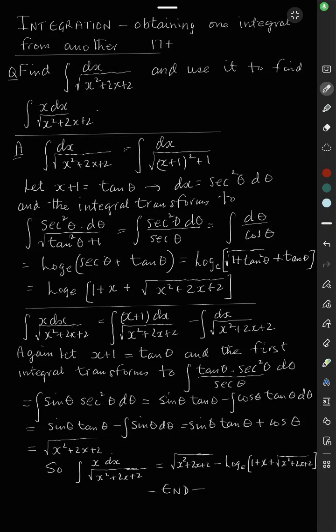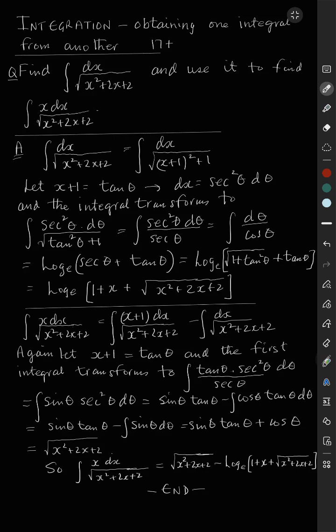Hello and good morning. We want to do another exercise in integration and to show how one integral can sometimes be obtained from another. And this is suitable for years 17 and above. The example I've used is to find the integral of dx over square root x squared plus 2x plus 2, and use that to find the similar integral x dx over square root x squared plus 2x plus 2.